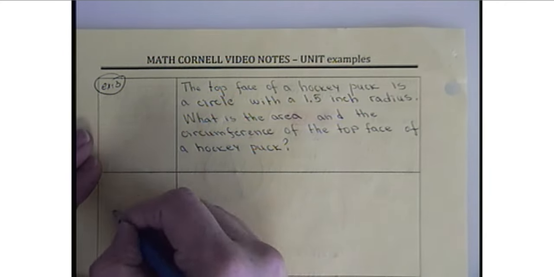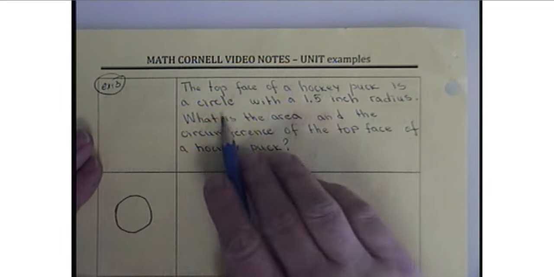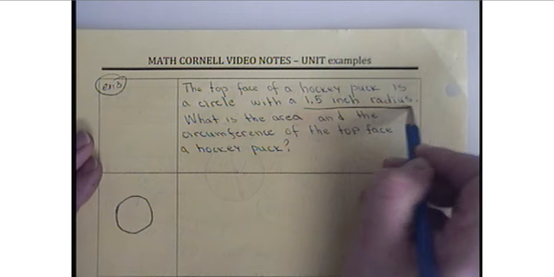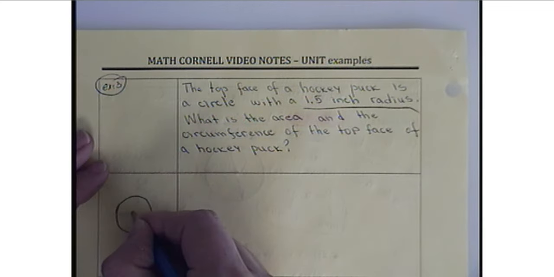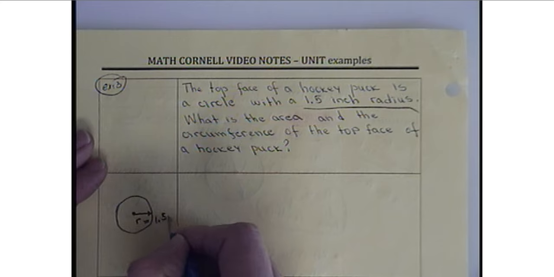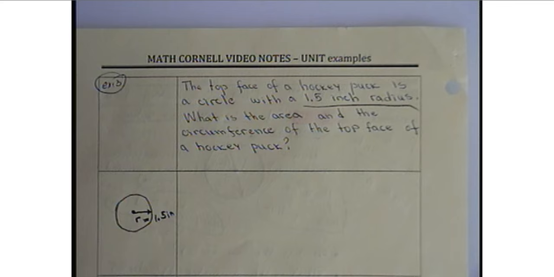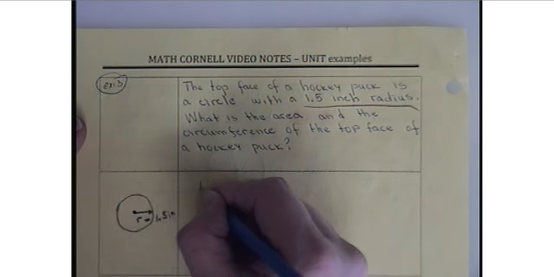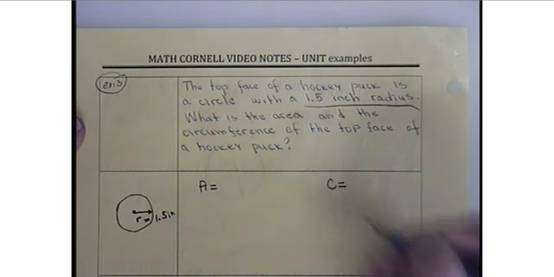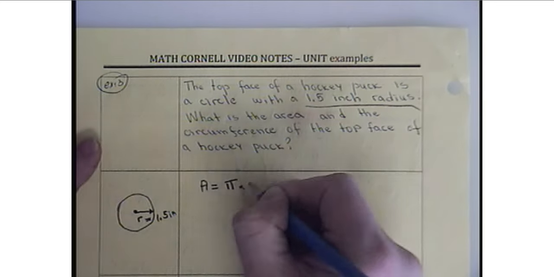So let's just kind of make a circle. And then it says that the circle has a 1.5-inch radius. So this is the center of the circle. This part over here, half of it, is the radius, and the radius is given to be 1.5 inches. Once we know what the radius is, it's going to be very easy to find the area and then the circumference. So the area will be pi times r square.